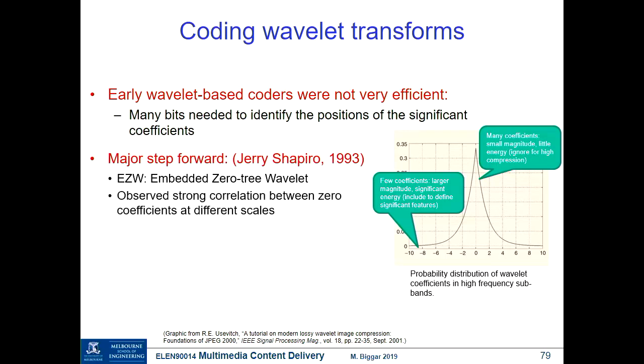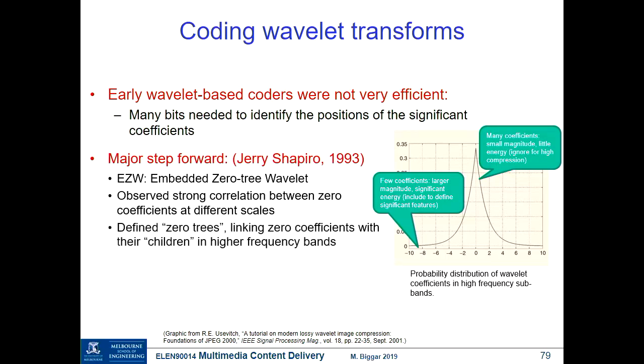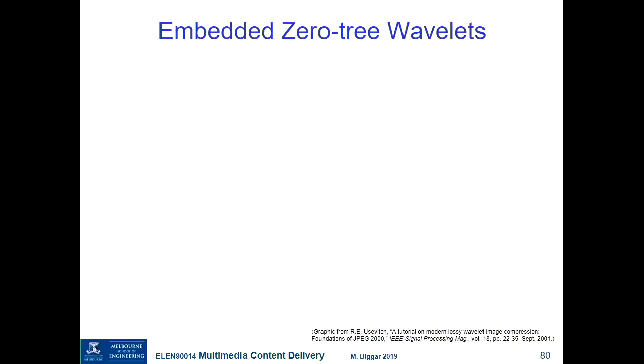And the breakthrough is based on a fairly simple concept in retrospect. I mean, he had the good sense to observe it, but it's based on an observation that there is very strong correlation between the zero coefficients at different scales. I'll show you what I mean by that in just a moment. And this allowed the definition of these zero trees, linking zero coefficients with their children in higher bands.